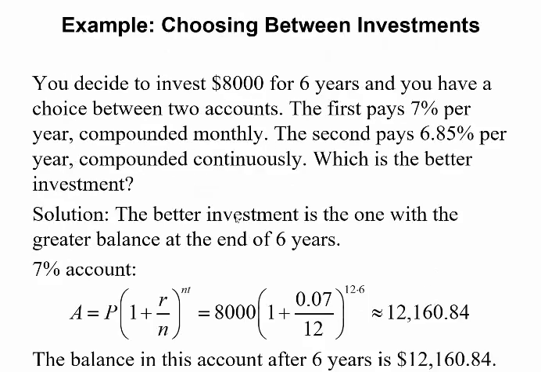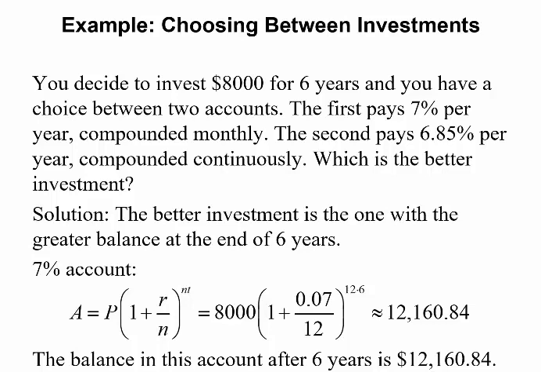All right, let's do an example. You decide to invest $8,000 for 6 years, and you have a choice between 2 accounts. The first pays 7% per year compounded monthly, and the second pays 6.85% per year compounded continuously. Which is the better investment? First off, the better investment is the one with the greater balance at the end of 6 years, obviously.